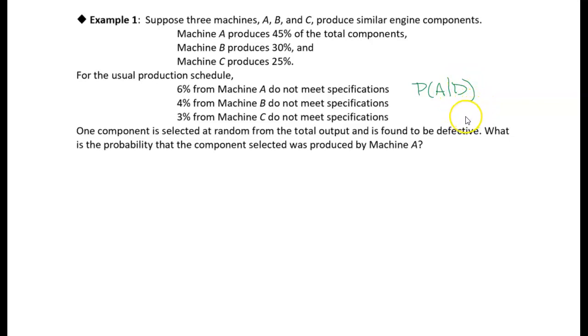Okay, and if you remember from last time, we had this formula. We had the probability of A given D is equal to the probability of A and D happening all over the probability of D. Okay, and we're just gonna use that formula. It's the same formula that we already learned.